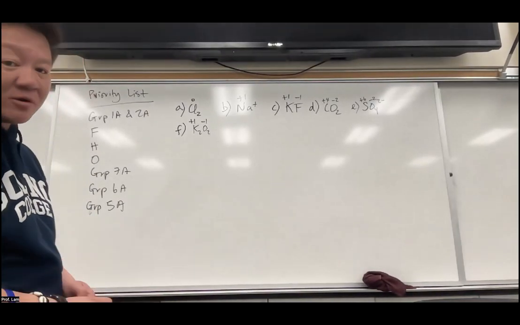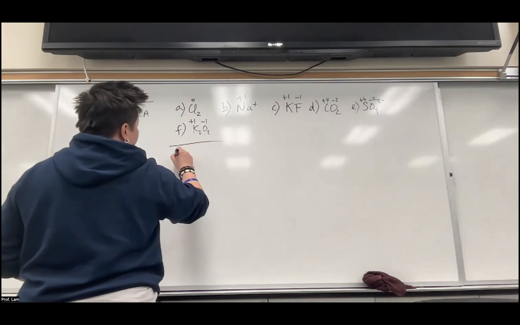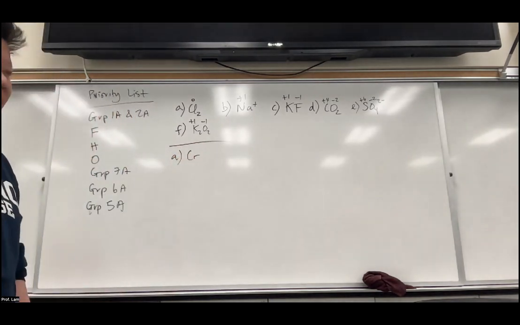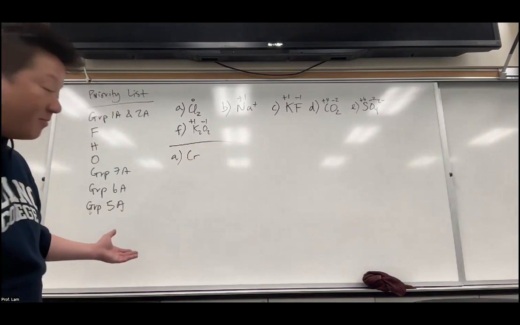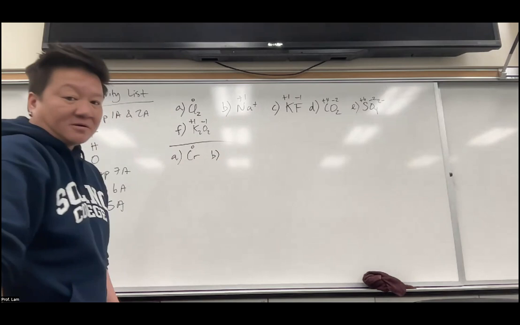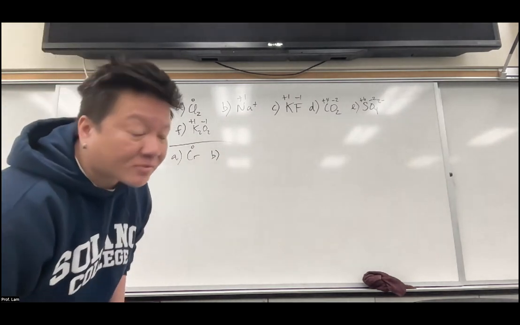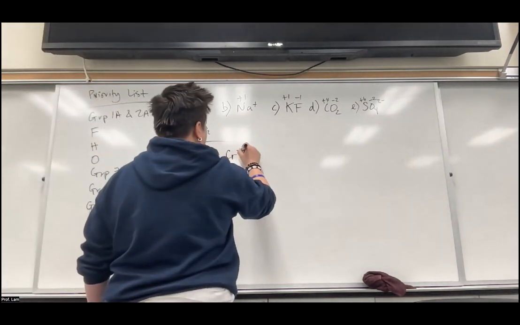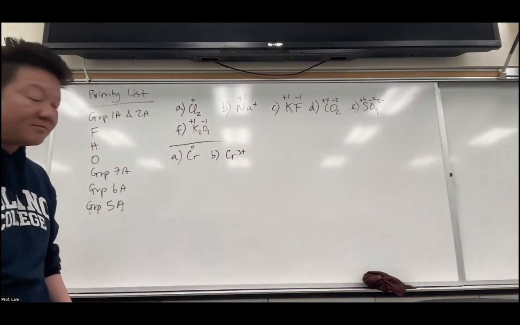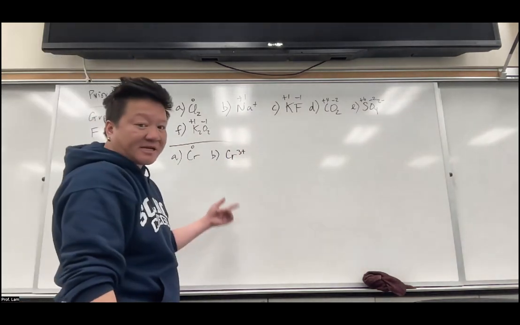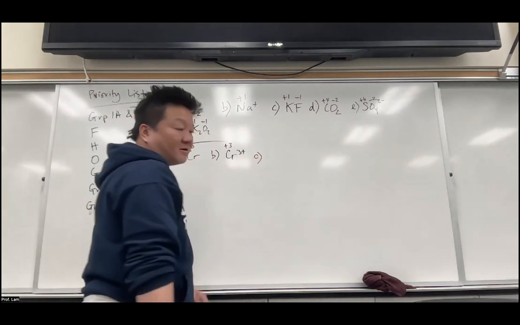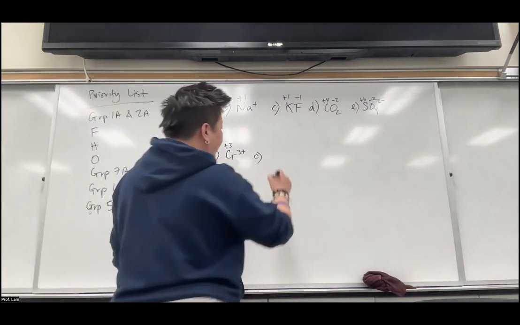The practice 5.13 here. Cr, chromium. Wait, it's only one type of atom. It's the element. So it's going to be 0 for the oxidation state. B, chromium 3 plus. Okay. Oh, it's a monatomic ion. So it's going to have the same oxidation state as the charge. 3 plus, so +3.